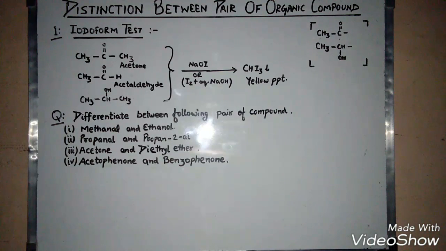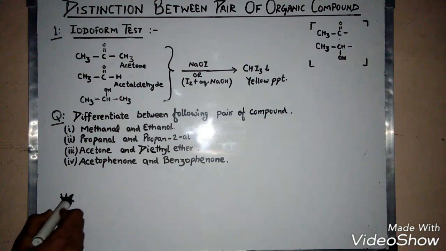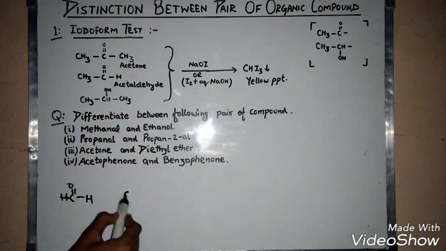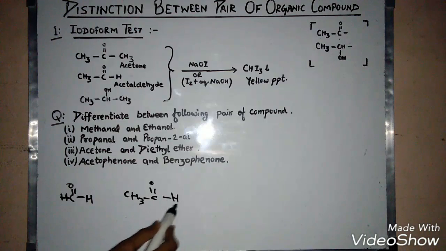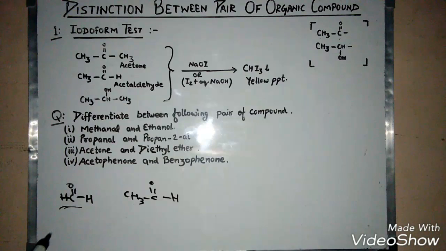So let's consider some questions. Differentiate between following pair of compounds. First is methanol and ethanol. Methanol has a structure HCHO and ethanol is CH3CHO. In methanol, CH3CO group is not present, as well as CH3CHOH group is not present. Therefore, this compound will not give the iodoform test.